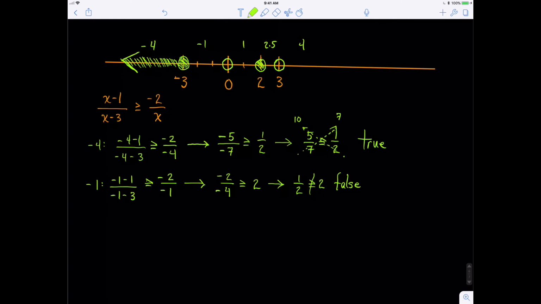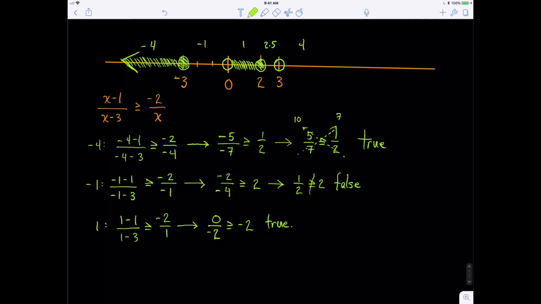All right, let's repeat. Now we try this with 1, and we write 1 minus 1 over 1 minus 3. We're going to check to see if it's greater than or equal to negative 2 over 1. Well, this is just going to give me a 0. It doesn't matter what the denominator is, that's just 0. And is 0 greater than or equal to negative 2? And the answer is yes, that's true. So I would shade this next region.